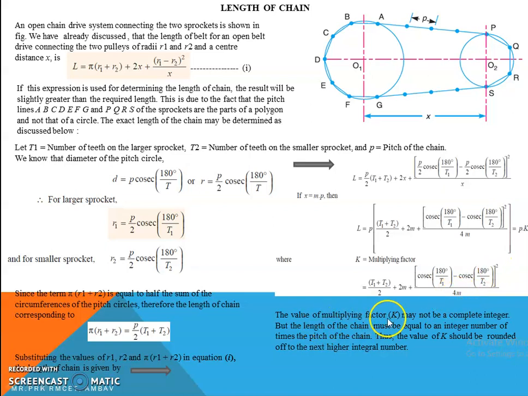The value of multiplying factor K may not be a complete integer, but the length of the chain must be equal to an integer number of times the pitch of the chain. Thus the value of K should be rounded up to the next higher integer number.